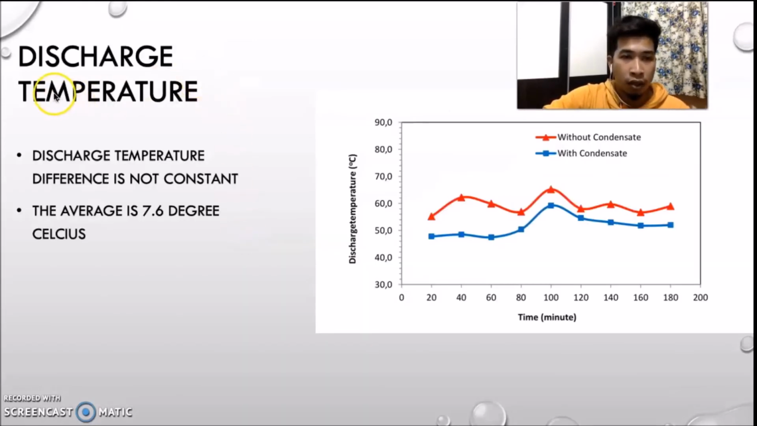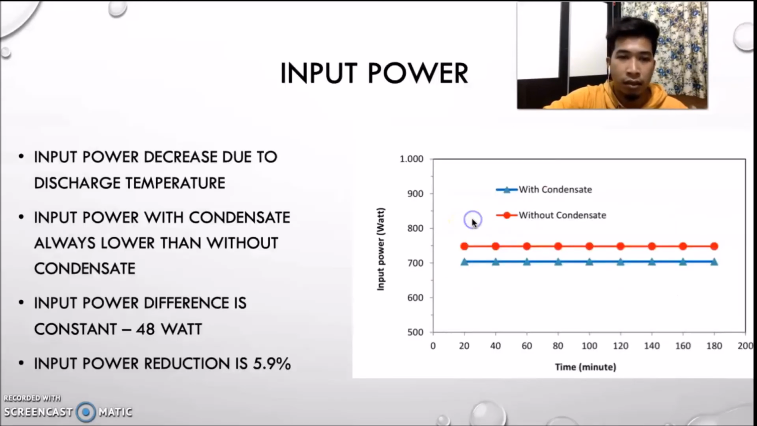Now is discharge temperature. The discharge temperature difference is not constant, as we can see in the graph, and the average is 7.6 degrees Celsius.